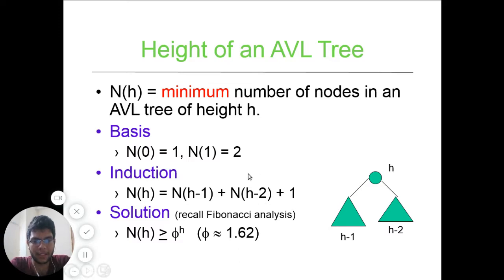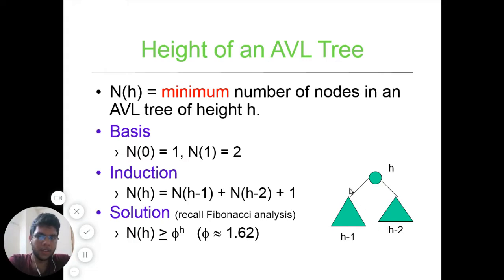So let's break these three terms down. This plus 1 is for the root. Once the root is taken off, as you can see in the right part of the diagram, as the root goes, we will be left with two subtrees.